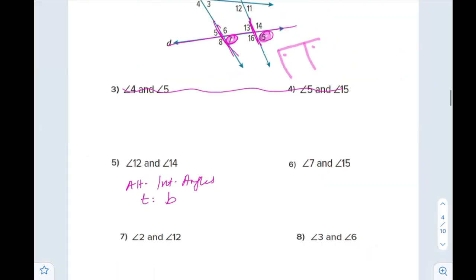So we call them corresponding angles. And the transversal is D.